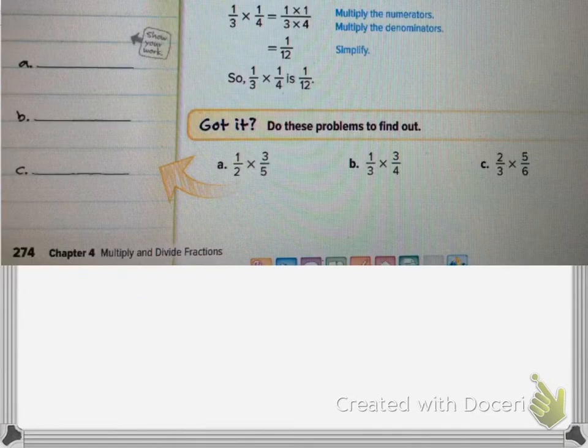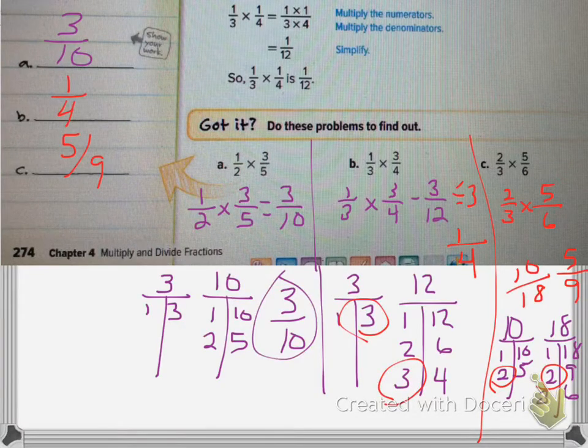Let's try some got it problems. Go ahead and do A, B, and C. Pause the video, come back, see my work, compare your answers, figure out any questions that you have. Welcome back. Here you'll see my work. I also worked out my factor t's so that I knew exactly what I was working with and how to simplify the problem. Okay, so for letter A, I got 3/10. Could not be simplified. They had nothing in common when I worked out the factor t's, so that was as low as it could go.